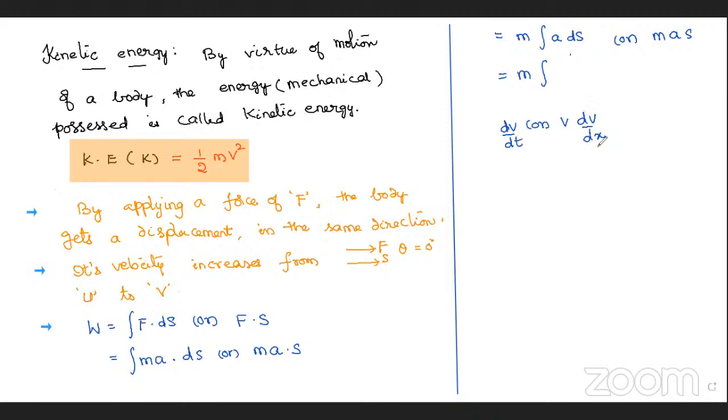Sir, better you prefer the second one, sir. Why, Ranana? Sir, here ds is there now. So in place of dx, if you write here V dV by ds, then ds gets cancelled now. Wow, good idea. I prefer that one also. So I wrote instead of a, V dV by ds, into ds.